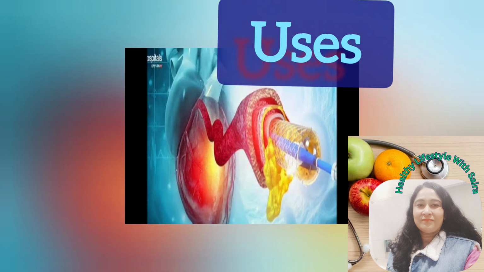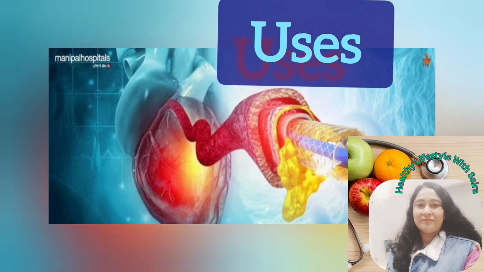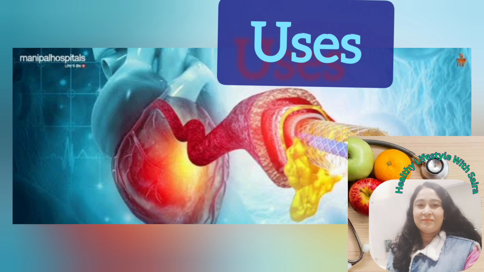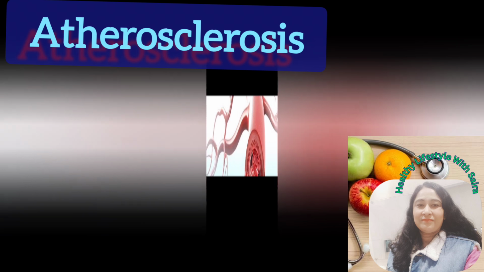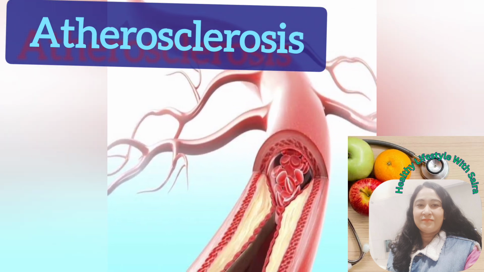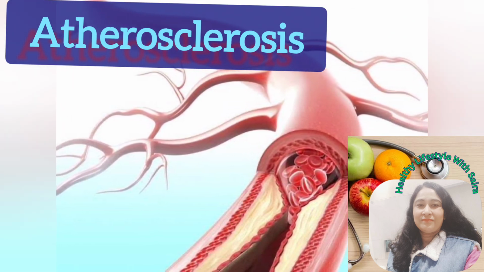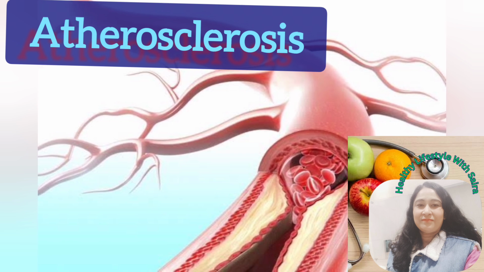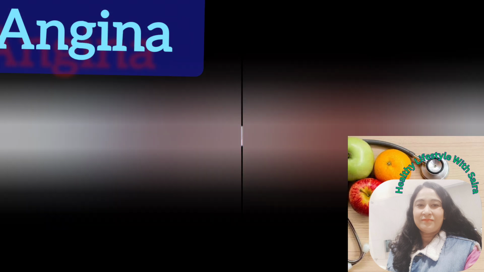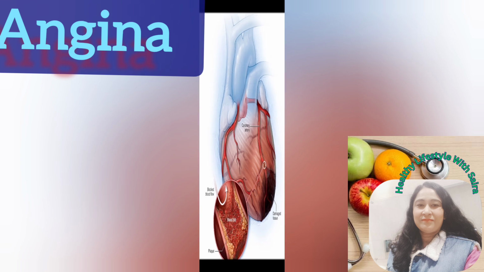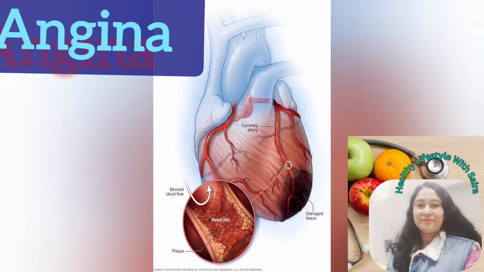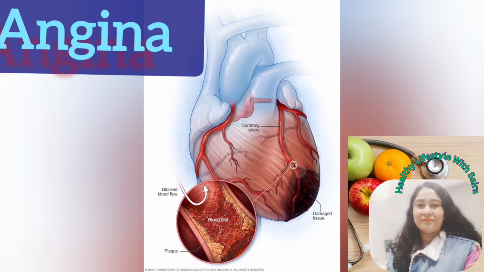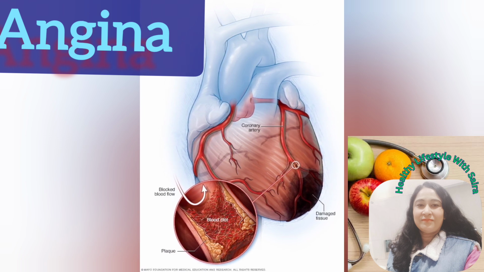Uses of an angiogram and angioplasty. A doctor may use an angiogram to investigate several health conditions, such as atherosclerosis. This refers to a buildup of plaque that can lead to chest pain, cramping in the legs, and digestive issues. Angina. Angina is a chest pain due to a restriction of blood flow to the heart. It can cause shortness of breath, fatigue, nausea, and lightheadedness.